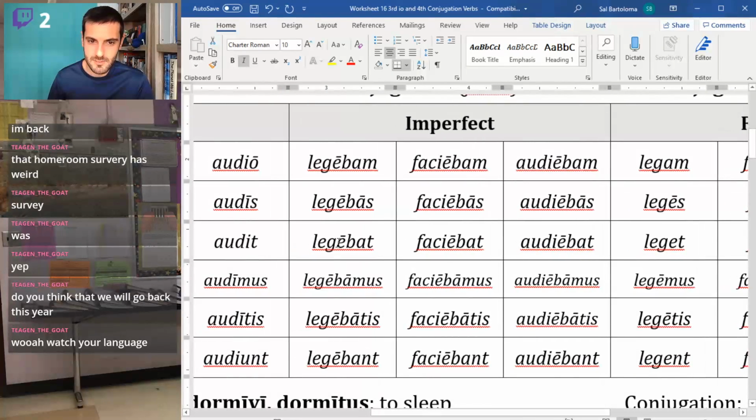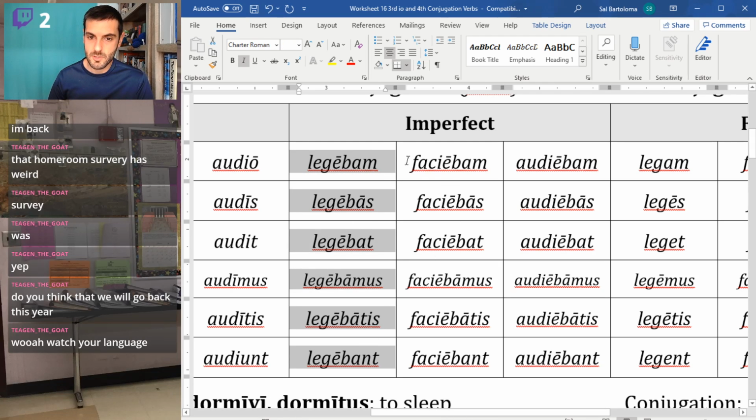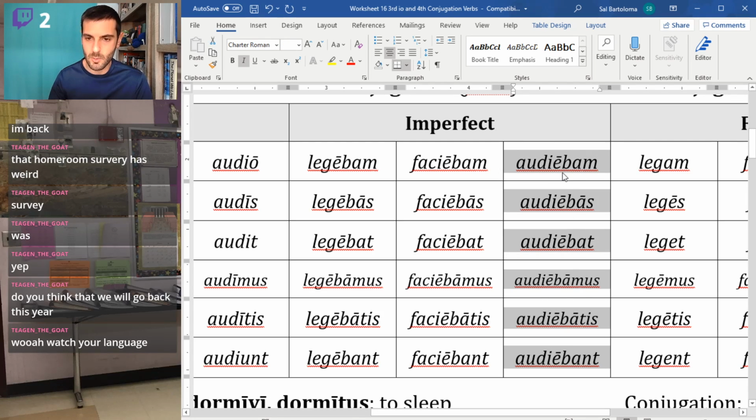Imperfect. We have ebam, right, for third conjugation. Legebam, legebas, legebat. Because none of these forms have an i, you need to put an i in front of the e. Faciebam, faciebas, faciebat, faciebamus, faciebatis, faciebant. And the same over here for fourth. Audiebam, audiebas, audiebat.